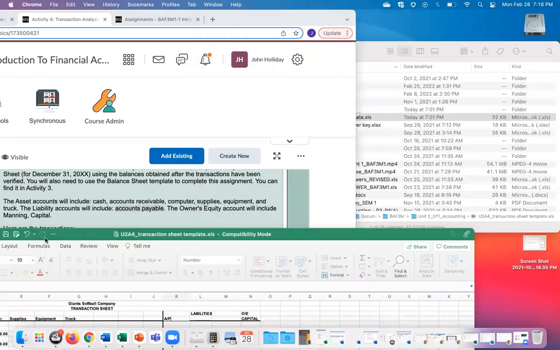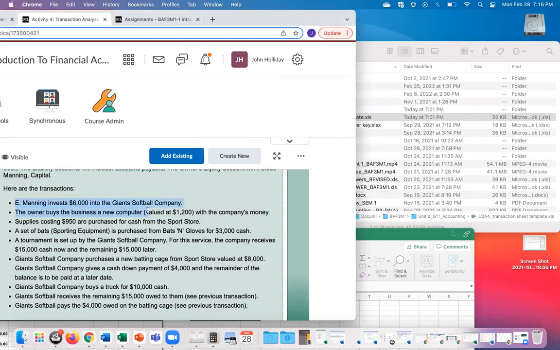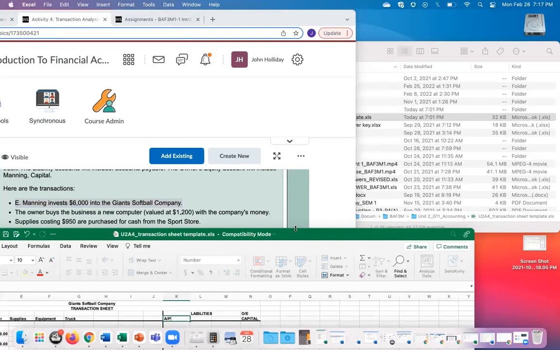All right, so our first transaction is right here. So E. Manning invests $6,000 into the Giants softball company. Giants softball is the company and E. Manning is the owner. And so he's putting, or she, I guess, is putting $6,000 into the company to get it started. And so we've got to figure out where that $6,000 is going to be recorded on our transaction analysis sheet.